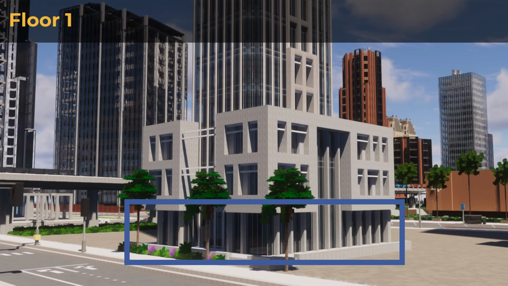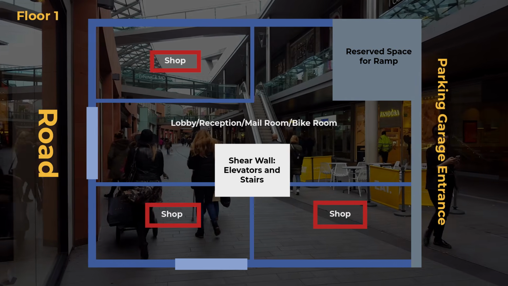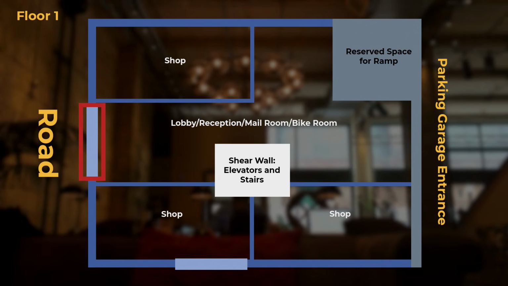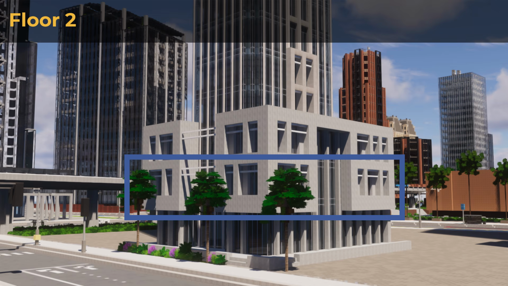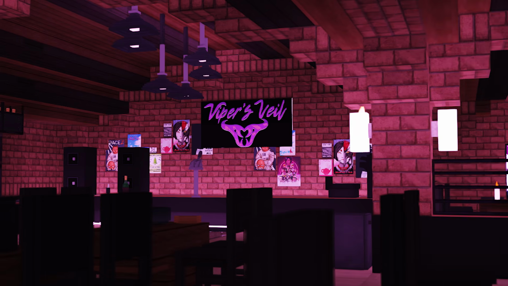On the first floor, we will have an entrance to the parking garage, a few shops, and an entrance to the residential lobby. The lobby will have a reception desk, mailroom, and bike room. On the second floor, we can include special amenities like a gym, meeting rooms, and a rentable party space.